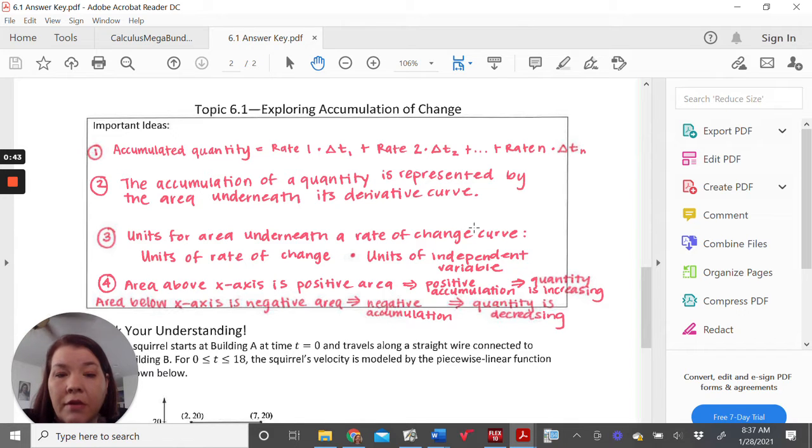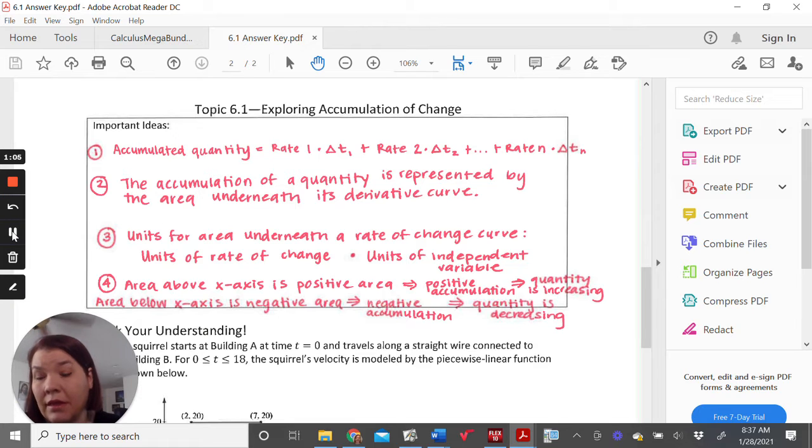Units for area underneath the rate of change curve are the units of the rate of change times the units of the independent variable. Area above the x-axis is positive accumulation, snow falling. Quantity is increasing. Area below the axis is negative accumulation, and the quantity is decreasing. So there we are. All right, take a minute, start writing that down. I will too, and then we'll come back together.